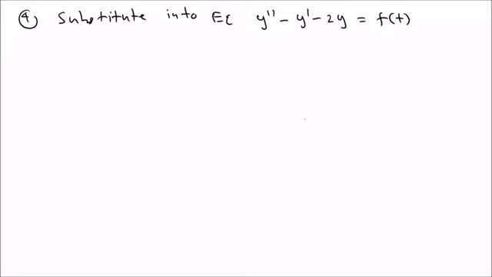Put that. So y double prime terms first. So it is 4b e to the negative 2t minus 4c cosine 2t minus 4d sine 2t. So that is the y double prime term.